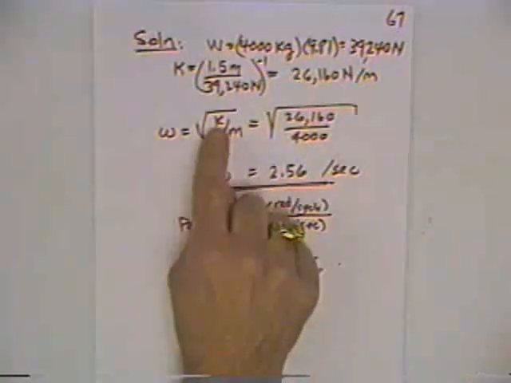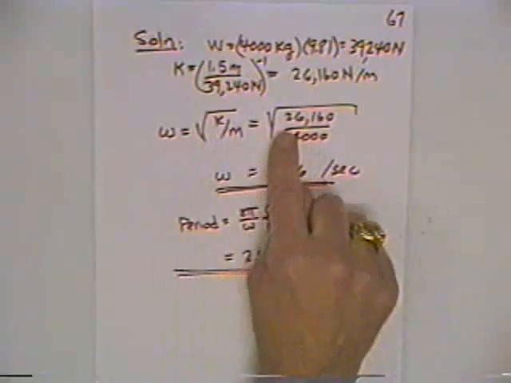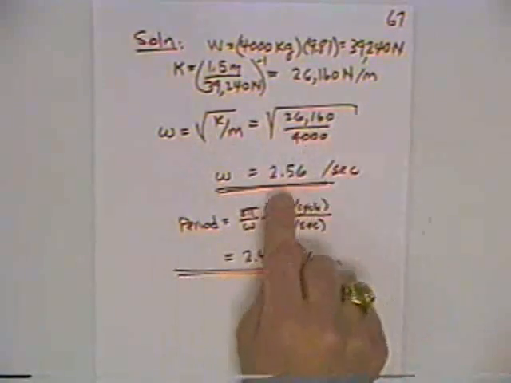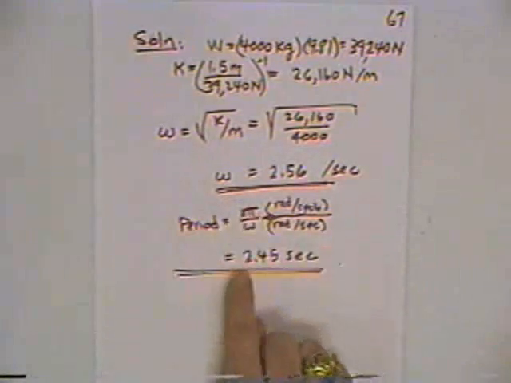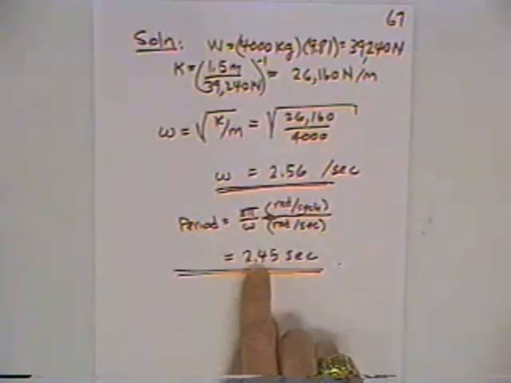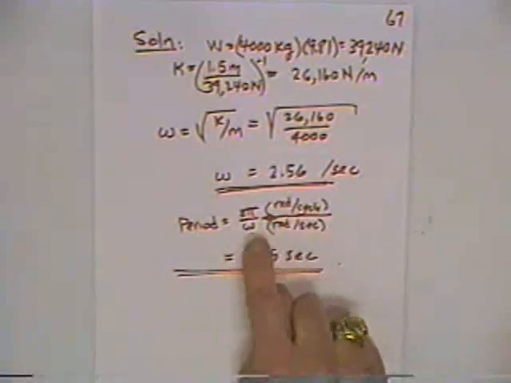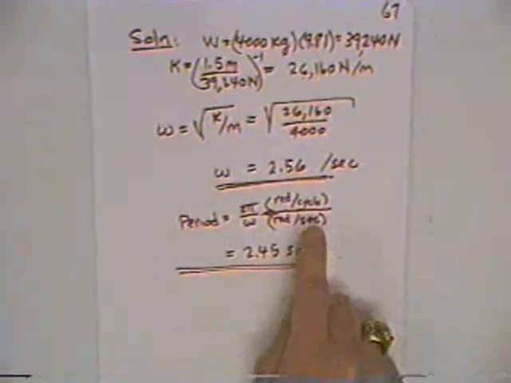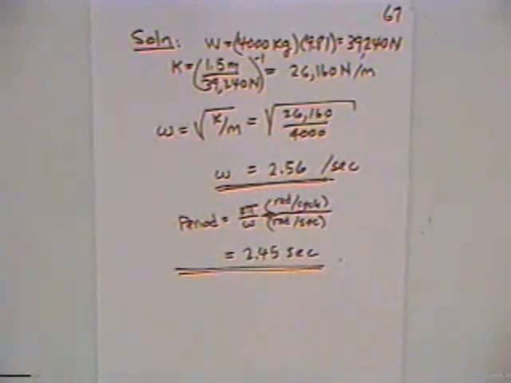So omega is the square root of k over m. Well, 26,000 over 4,000 under the radical is 2.56 radians per second. And that may not mean much to you, but if you want to compute the period, for example, of one cycle, you'd say 2 pi over omega, 2 pi radians per cycle, right? Times omega in radians per second, so we're going to have seconds per cycle. That's the period. 2 pi over 2.56 is 2.45, so about 2.5 seconds in a cycle.